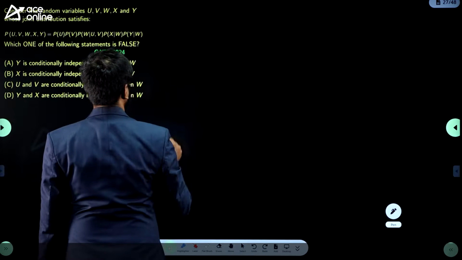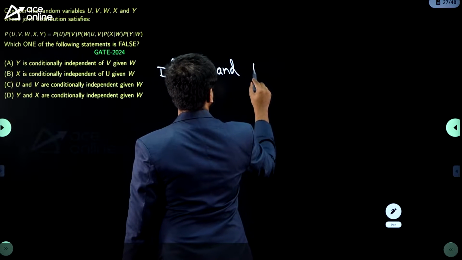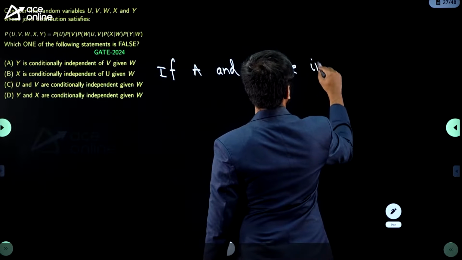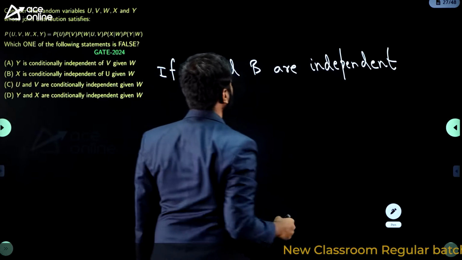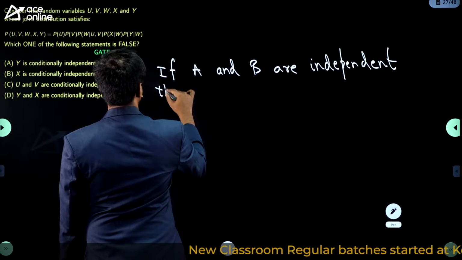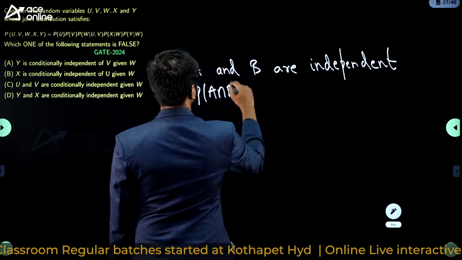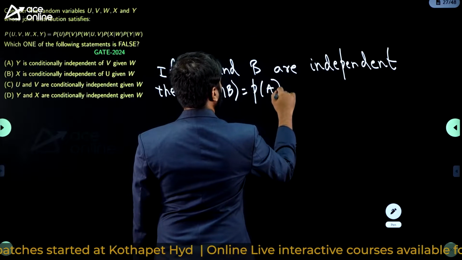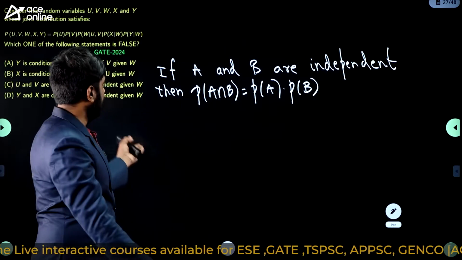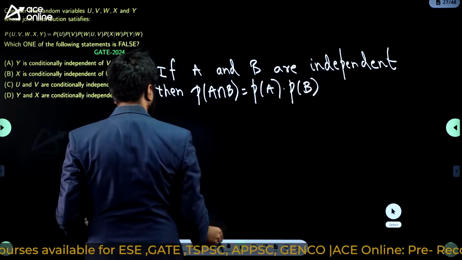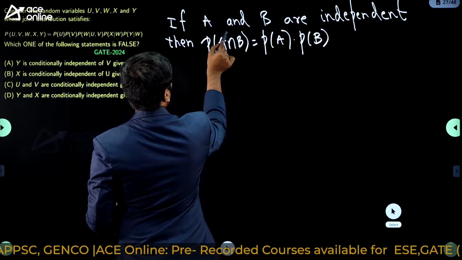Let me talk like this. Suppose A and B are independent, then we have this standard condition. If A and B are independent, then the probability of A intersection B is simply probability of A into probability of B. I hope everyone knows this. If A and B are independent events, then the probability of their intersection is equal to product of individual probabilities. We need exactly this point in solving the question.